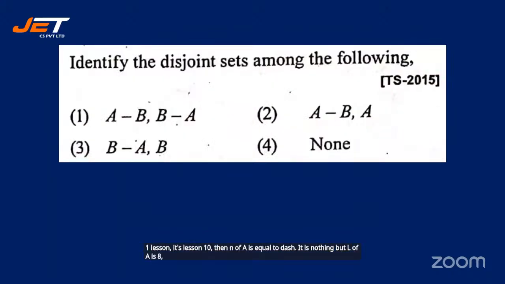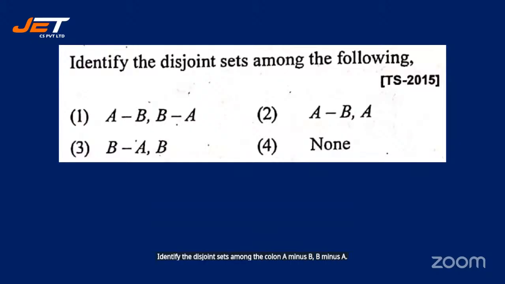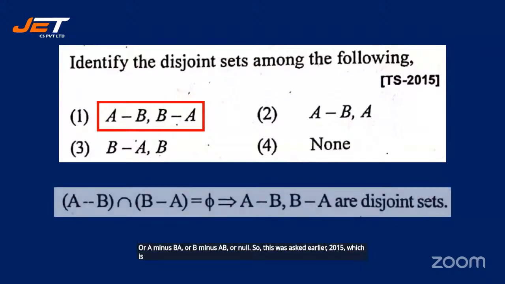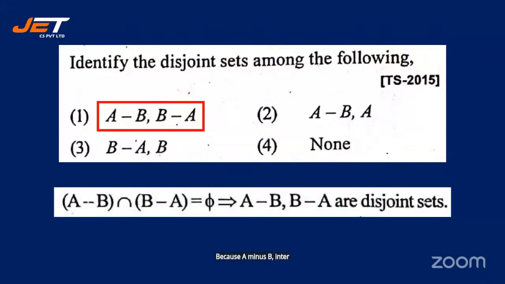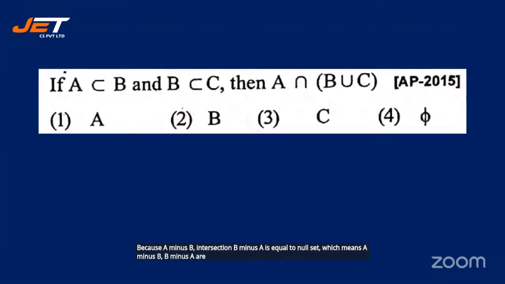They've given the answer. Identify the disjoint sets among the following: A minus B, B minus A, or A minus B, A, or B minus A, B, or none. So this was asked in the year 2015, which is A minus B, B minus A. Because the intersection of A minus B and B minus A is equal to null set, which means A minus B and B minus A are disjoint sets. Right.